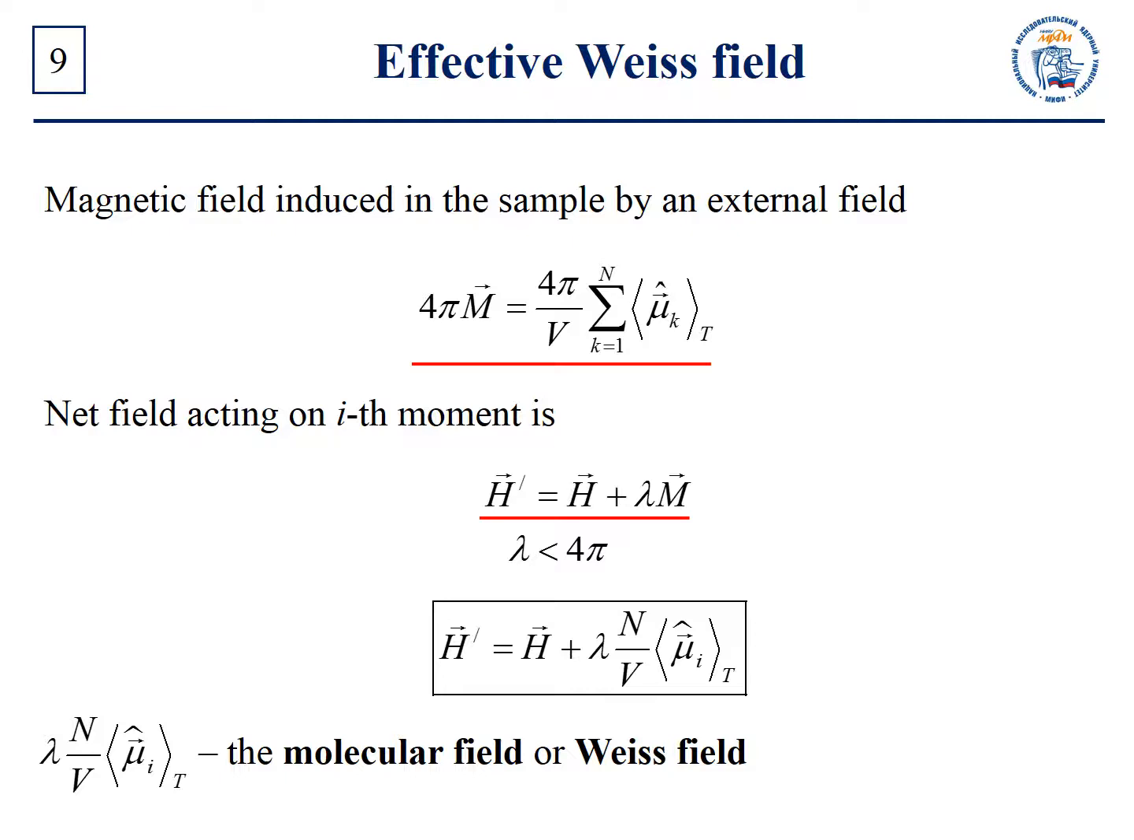So the net field acting on the ith moment has the following expression. Taking into account that the value of averaged mu k does not depend on k, we have the final form for the net field. The second term is called the molecular field, or the Weiss field, and the net field is named the mean field or the effective field.